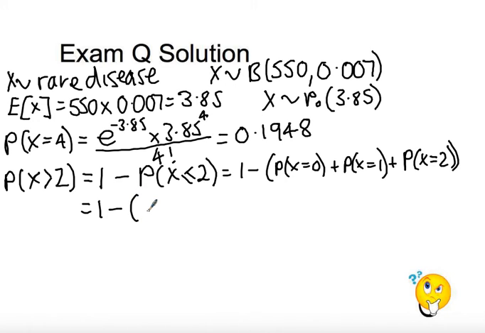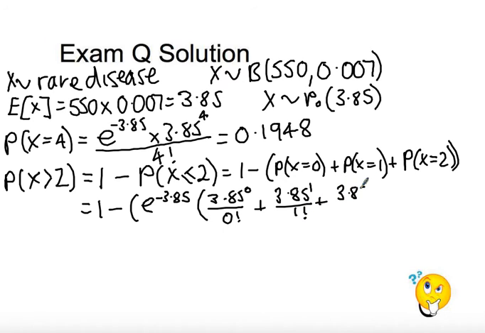So we're going to have probability x equals 0 is e to the minus 3.85. Now what you can actually do is speed this up a little bit. Because I know in each of these probabilities there's going to be the e to the minus 3.85, I'm just going to take that out as a common factor. And then inside the bracket what I'm going to leave is 3.85 to the power of 0 over 0 factorial plus 3.85 to the power of 1 over 1 factorial plus 3.85 squared over 2 factorial.